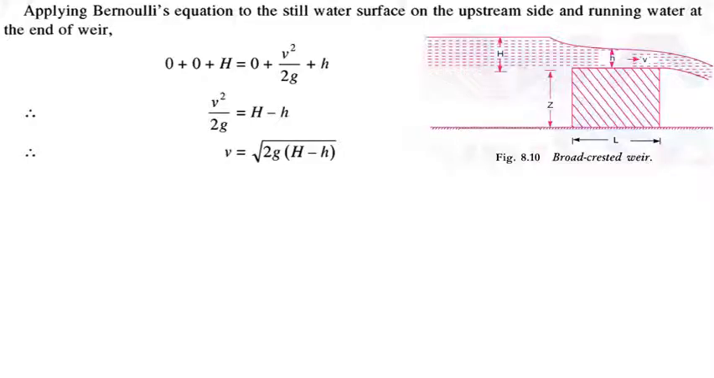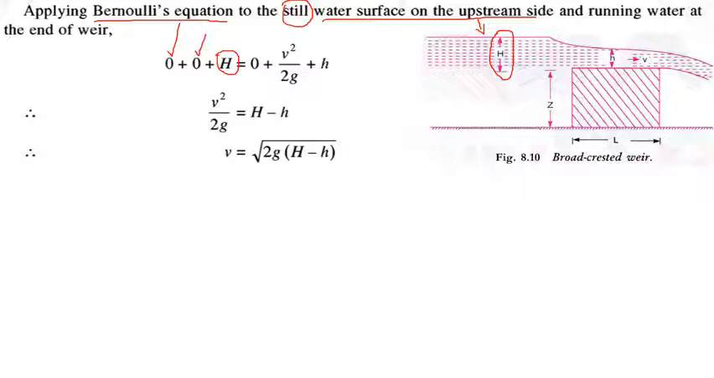So now we can apply Bernoulli's equation to the water surface on the upstream, that is here. Here the water is still, that is, it is static, it is not moving. Bernoulli's equation is the sum of pressure head, velocity head and potential head. Pressure head on the upstream side is 0. Velocity head on the upstream side is 0 because the water is not moving, and potential head is H because of the height H of the water surface.